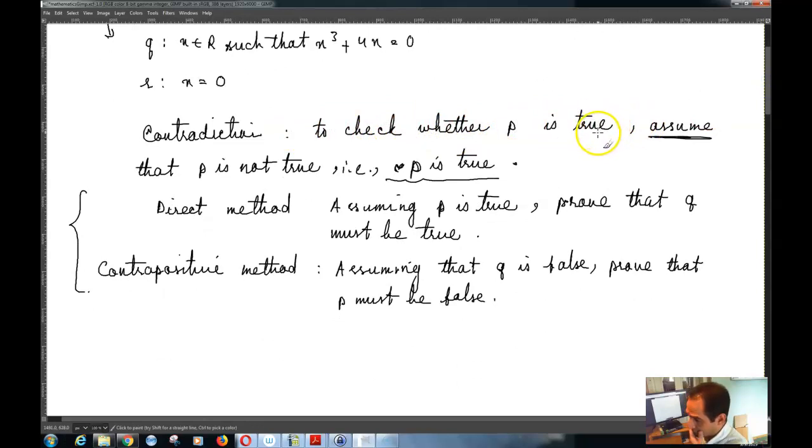So in the method of contradiction, I assume that P is not true, and then somehow show that the result contradicts my assumption, and that means that P is actually true. Now in order to show that not P leads to a contradiction, I will use the contrapositive method, meaning that I assume that Q is false, and then see what happens.